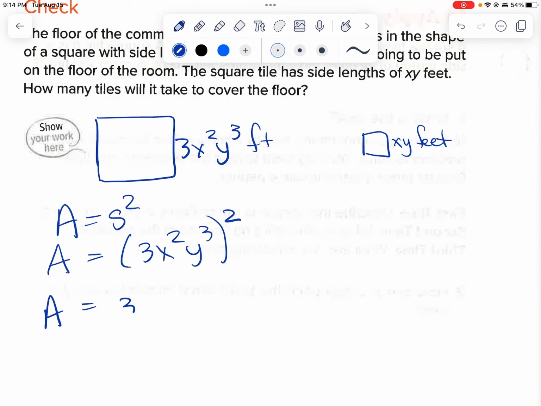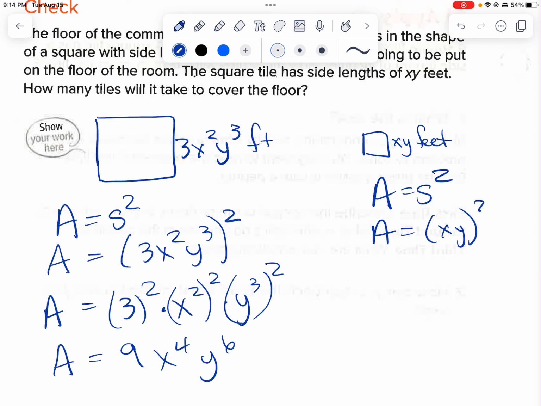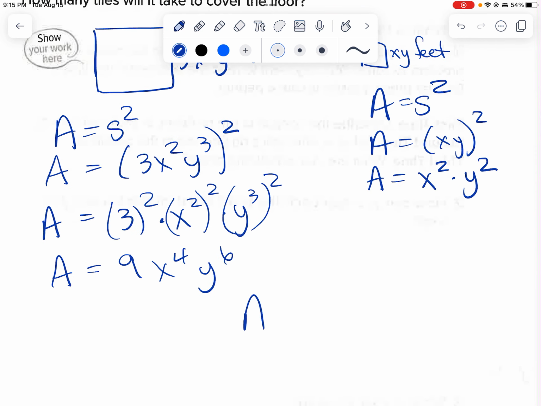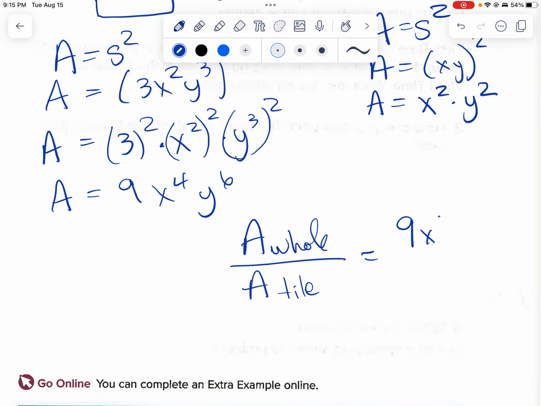When I do that, I get 3 squared times x squared, all squared, y to the third, all squared. And I'm going to get 9x to the fourth, y to the sixth. Over here, for this small tile, I'm going to get xy and all of that squared. So remember, I need to separate it, so that's x squared times y squared. Then I'm going to take the area of the whole floor divided by the area of the tile. I'll write that over here. So 9x to the fourth, y to the sixth, divided by x squared, y squared.